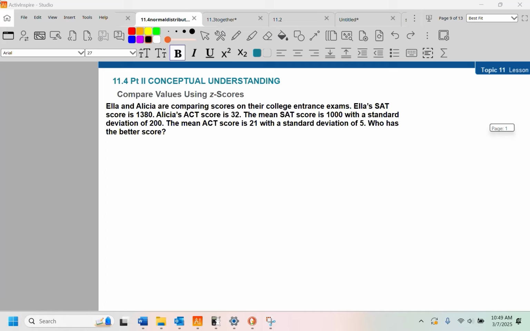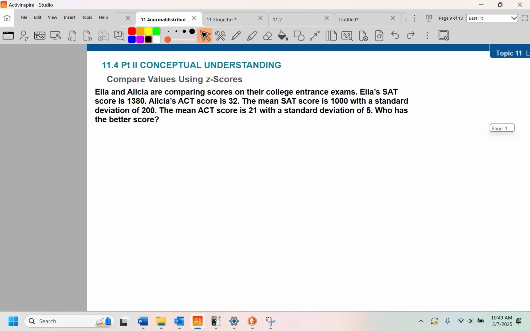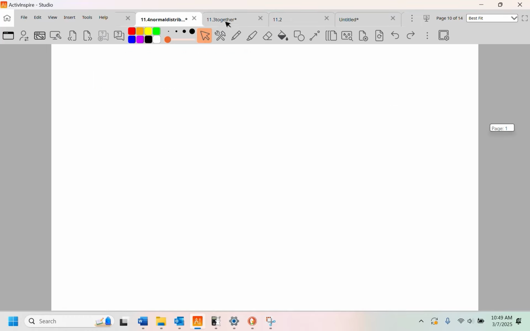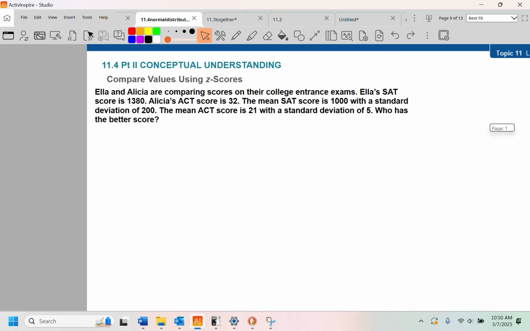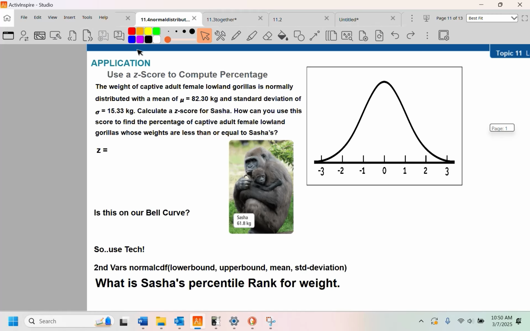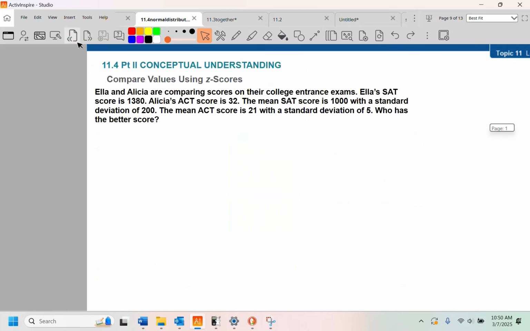All right, so we have 11.4 part 2 here, which is compare values using z-scores. Oh, bummer. I thought I had something saved to the clipboard here. Let me jump forward. So you need to be drawing this. I'm just going to try and make it look nice.